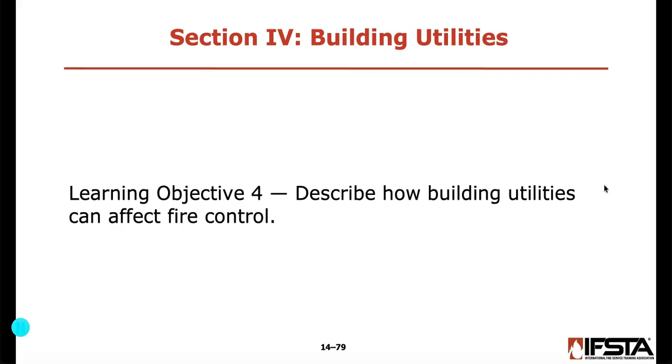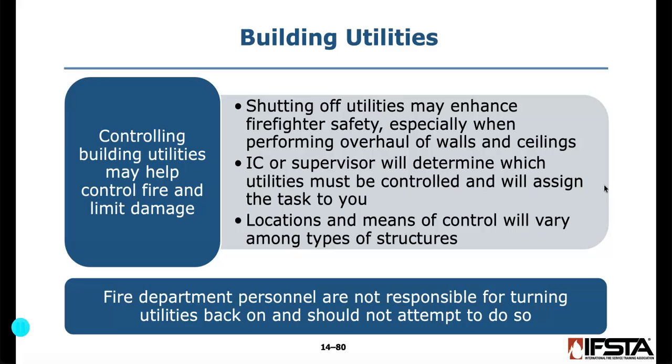We don't always need to shut the water down. Sometimes we may need to, in the case of the sprinkler systems, where we may have to shut it down if we can isolate it to one area. But gas and electric, we want to get on that early, especially if we have a fire going, so that those two utilities don't cause additional problems. Controlling building utilities may help control the fire and limit damage. Shutting off utilities may enhance firefighter safety, especially when performing overhauls of walls or ceilings.